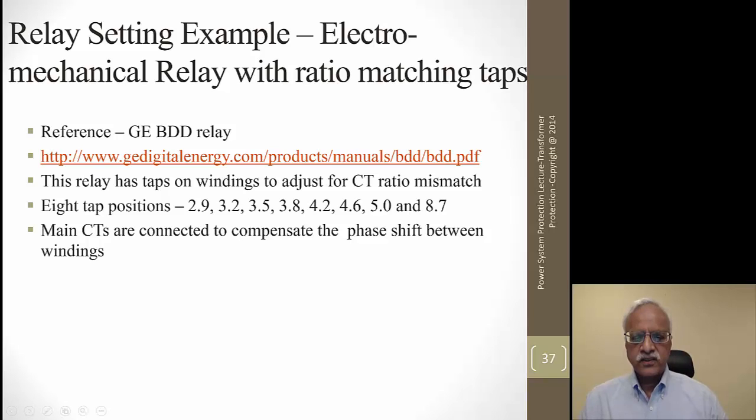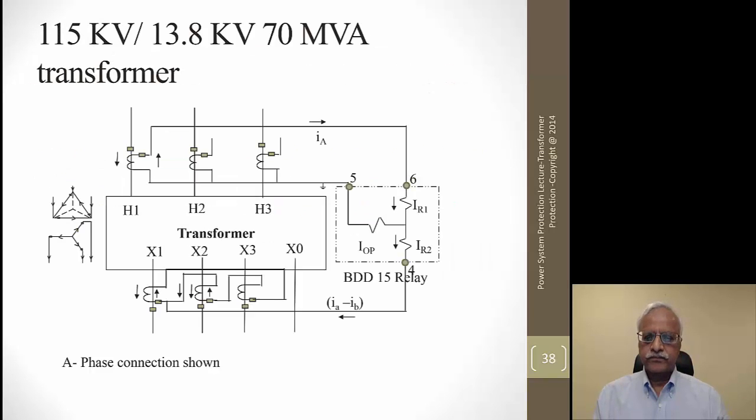And then it has ratio correction taps, matching taps of 2.9 to 8.7. This is to take care of not using the auxiliary CT if the CT ratios are not exactly selected from high side to low side. And then the main CTs are connected to compensate for the phase angle shift. Electromechanical relays did not have this facility to change the phase angle relationship. So we have to connect them in delta or Y to account for the phase shifts.